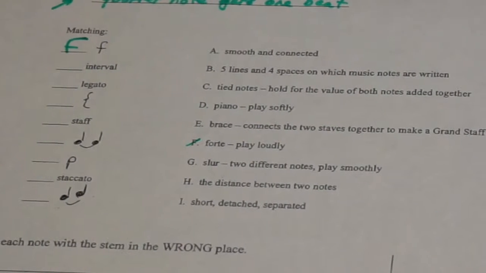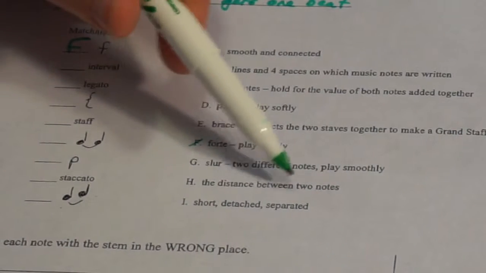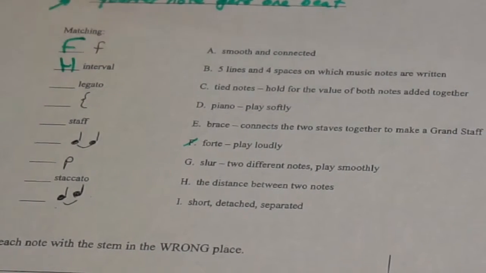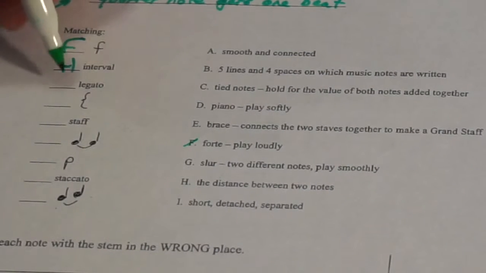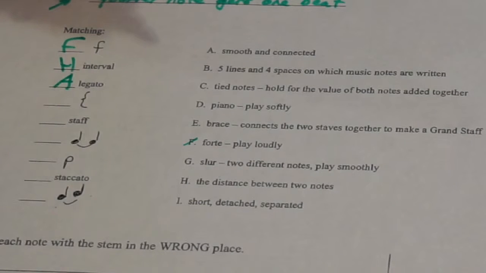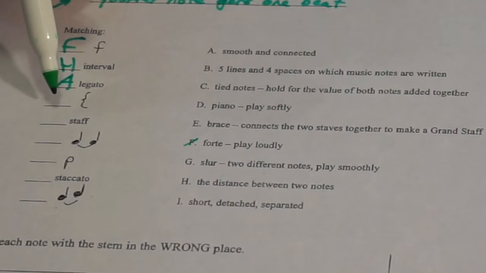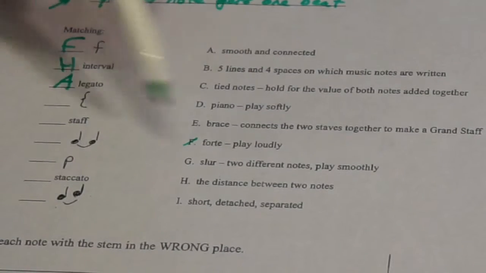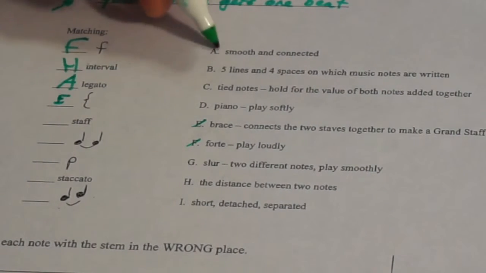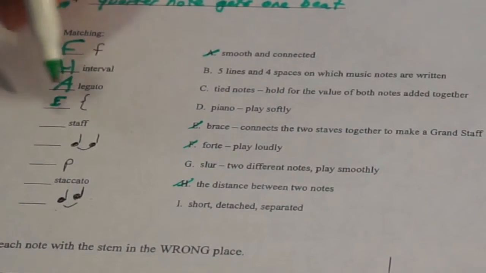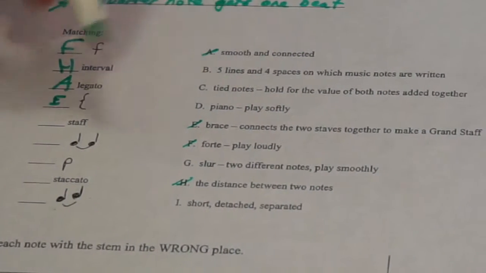Interval. We already tested on intervals. It is the distance between two notes. Look, there we go. The distance between two notes, H. Legato. Legato is smooth and connected, A. And think of how the word sounds, legato. It's very smooth. This is a brace. Connects the two staves together to make a grand staff. There it is right there, E. I guess I should be checking these off, huh? Okay, there we go. Staff. A staff is made up of 5 lines and 4 spaces on which music notes are written. So that's B.